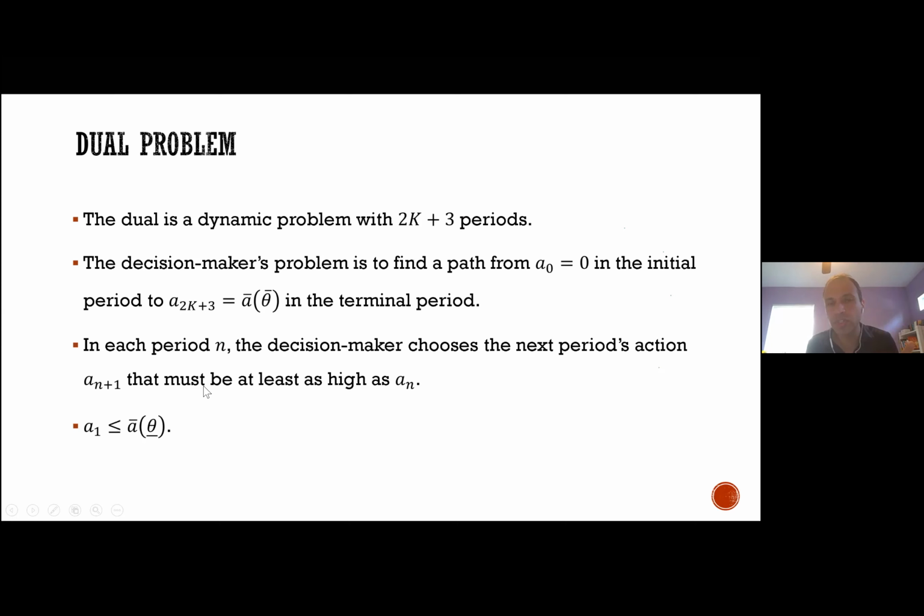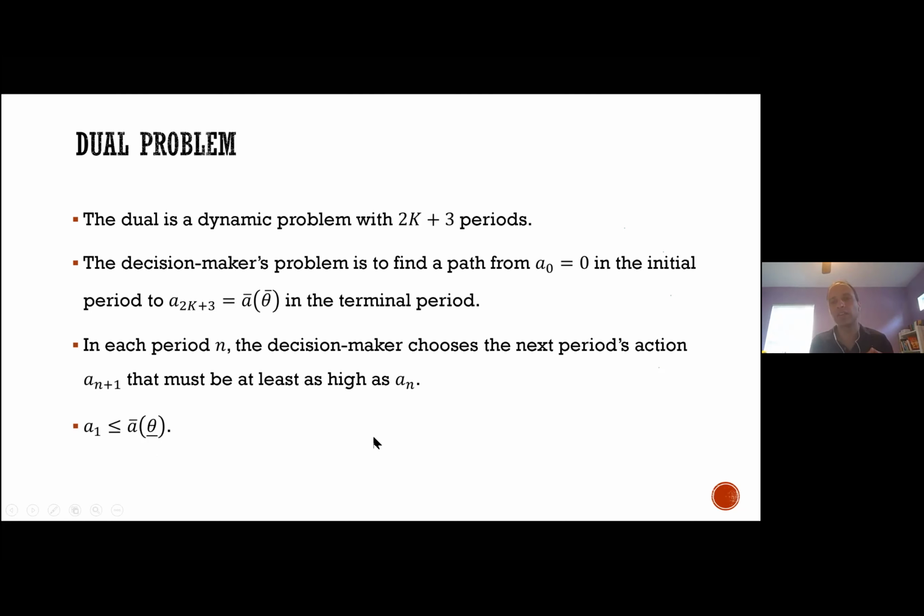With two restrictions. First, the next period's action, a n plus 1, must be at least as high as a n. And you can already see why this should be true: remember, the mechanism should be weakly increasing. So that's where this is coming from. And secondly, the first action chosen in period 0, a 1, should be no more than the maximum action that the lowest type is willing to undertake, a bar of theta lower bar. So that's the dynamic optimization problem.